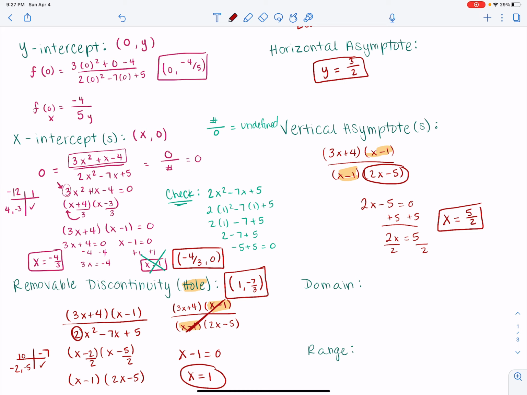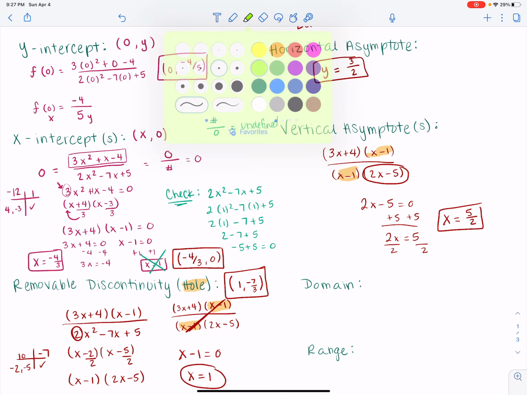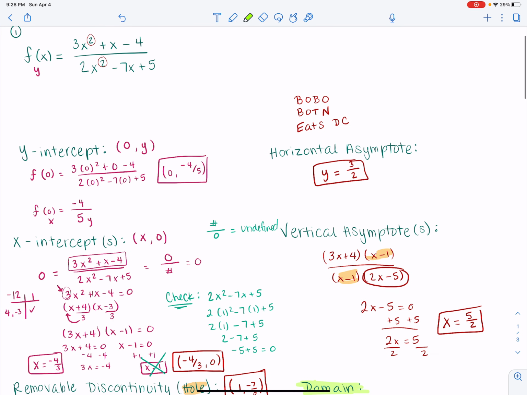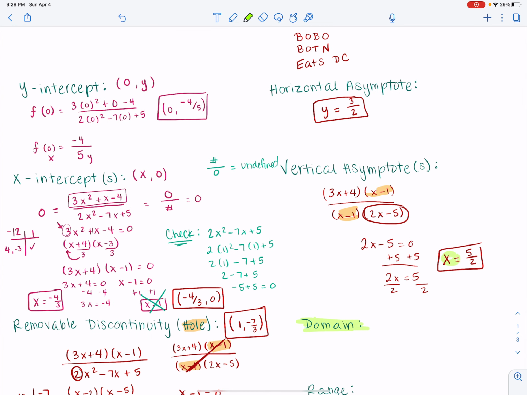Now, what's kind of weird about that is when I talk about the domains, I'm talking about all the x's. Well, I always assume that a graph will hit all x's, negative to positive infinity. But I know that where x equals 5/2, there's a vertical asymptote. And remember, an asymptote is something you approach but you never touch. So I'm not ever going to touch 5/2.